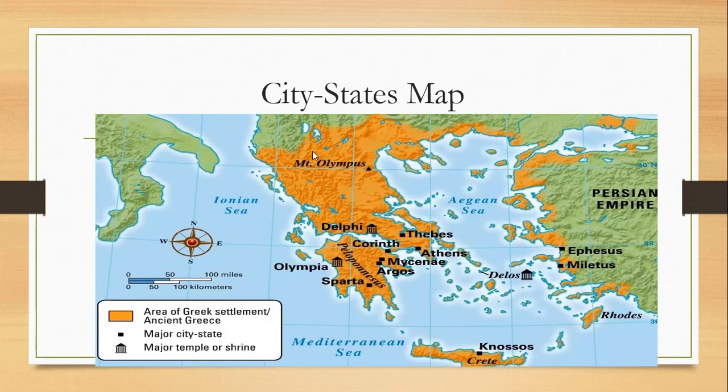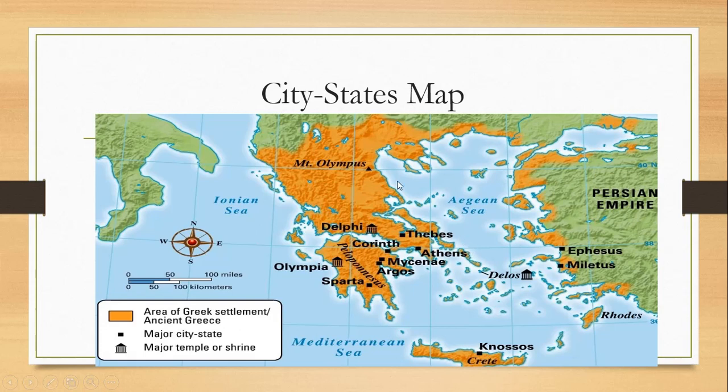Okay, this is another map. This is a little bit more of a close-up map. So we have Athens over here, Sparta. Thebes is over here. Crete's down here. These are all city-states that are part of ancient Greece. So ancient Greece is the whole thing, and then we have city-states within. And this is kind of how it happens.